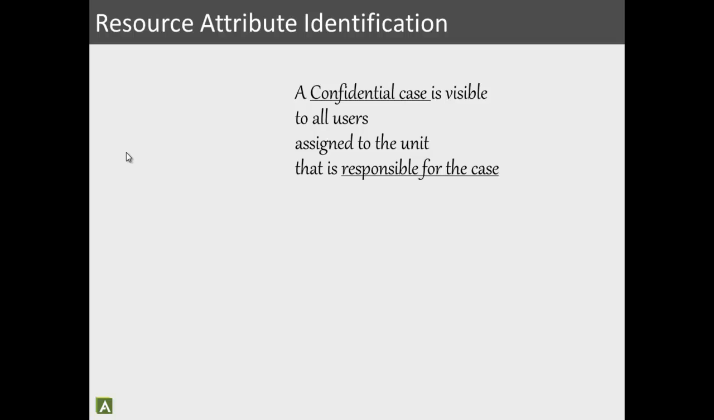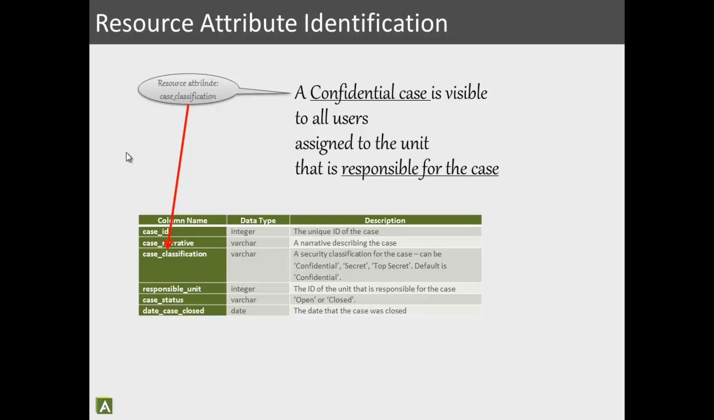Let's have a look at the first use case and identify the resource attributes. When we state that a confidential case is visible to all users, we use the level of the case. The level is confidential. In addition, note that we're comparing the unit assigned to the case to the unit of the user. We will read the case classification from the case table, and we will read the unit assigned to the case from the responsible unit column name.